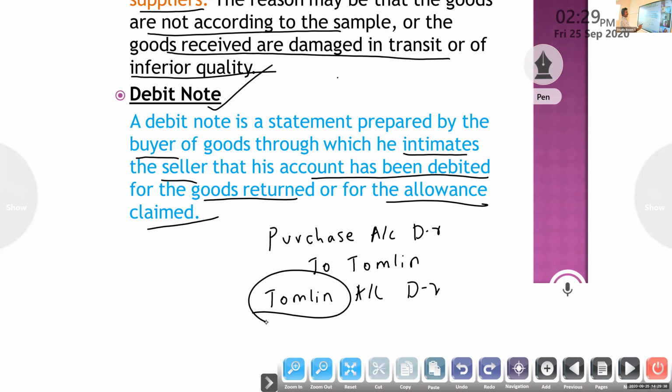So if it is a purchase return, that account we have to debit, then that amount we will get from that supplier. So that is debit note. It is a statement prepared by the buyer. He informs the seller, the supplier, that you have to debit my account and I have to get allowance from you for the goods returned.